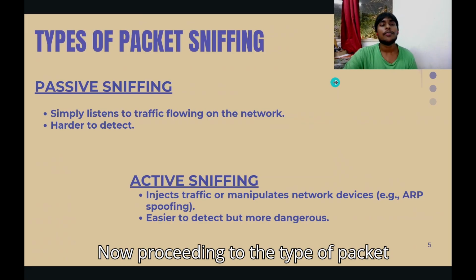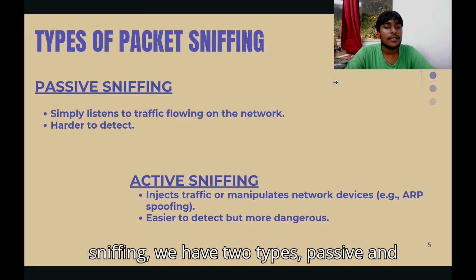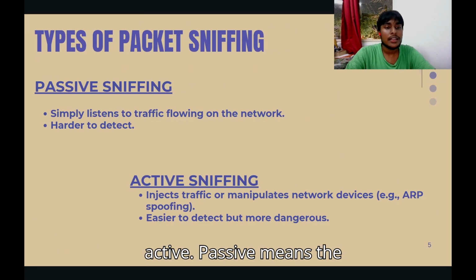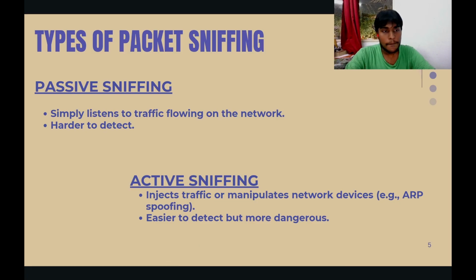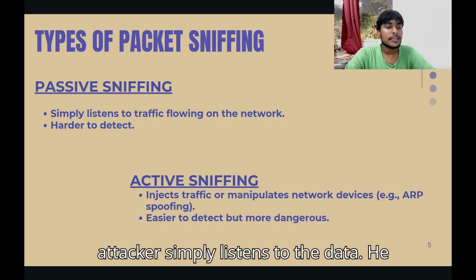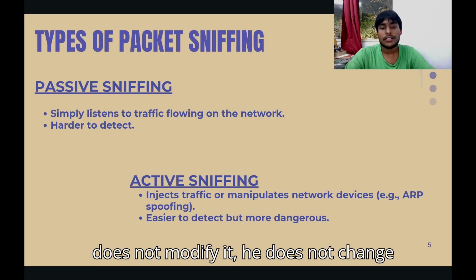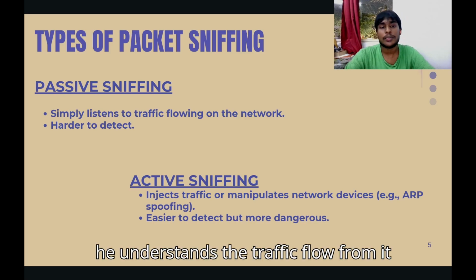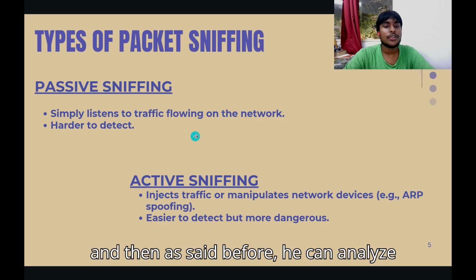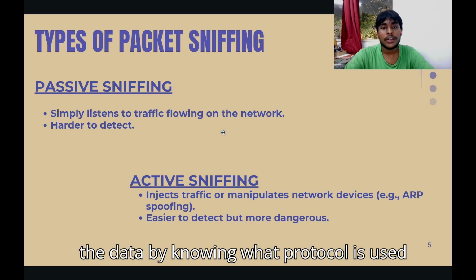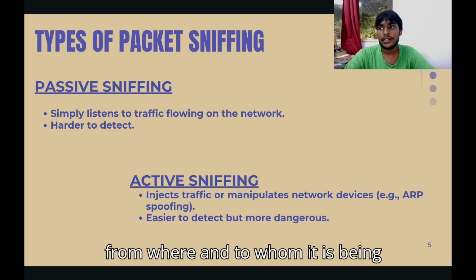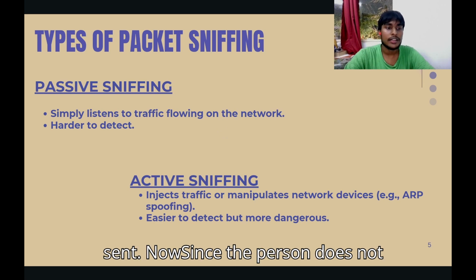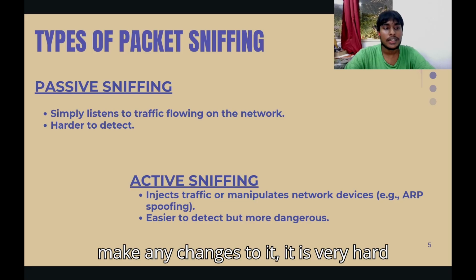Now, proceeding to the types of packet sniffing, we have two types, passive and active. Passive means the attacker simply listens to the data. He does not modify it, he does not change it. Rather, he understands the traffic flow from it, and then, as said before, he can analyze the data by knowing what protocol is used, from where and to whom it is being sent. Since the person does not make any changes to it, it is very hard to detect.